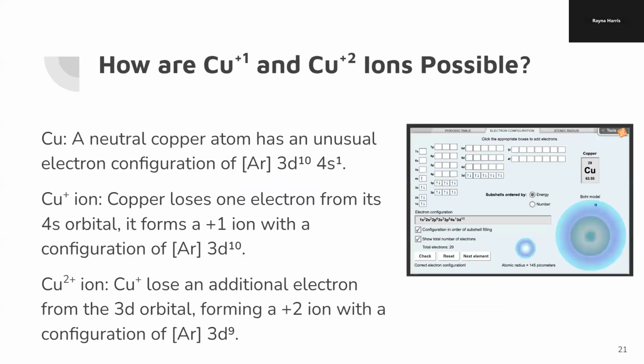Okay, so I wrote that here on this slide. Copper has a neutral configuration with 10 in the 3d and 1 in the 4s. Copper +1 gets rid of its 4s1. Copper 2+ gets rid of the 4s1 and one of its d electrons. Does that make sense? Is anybody confused?